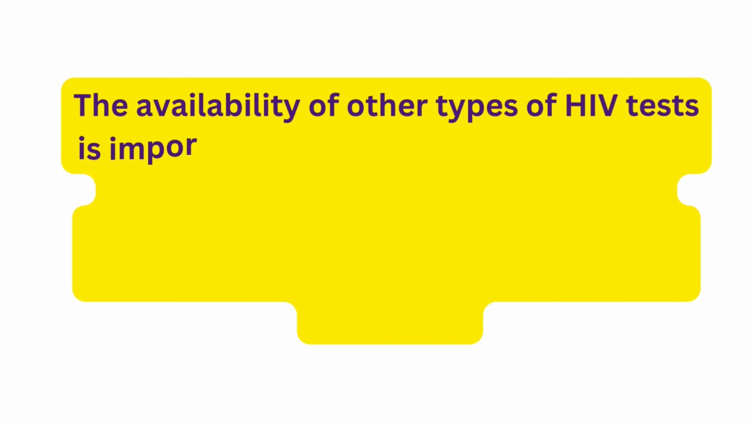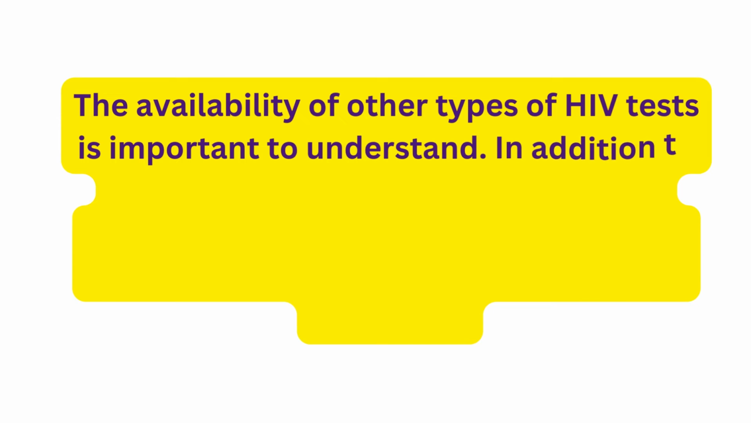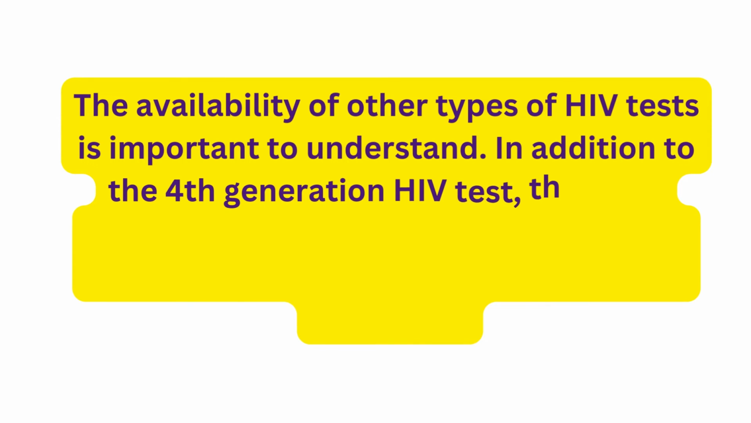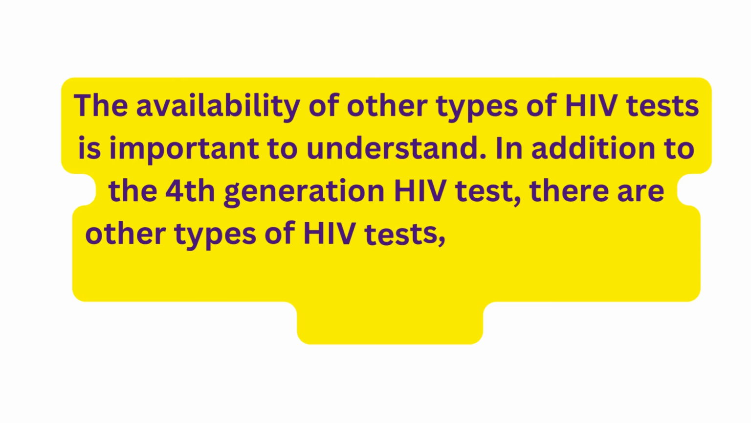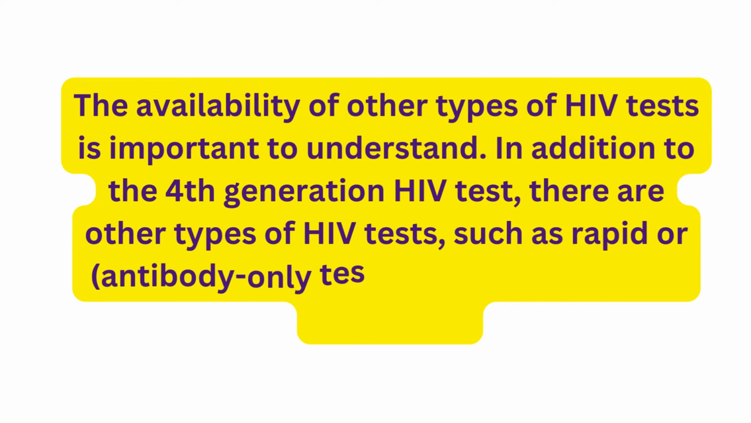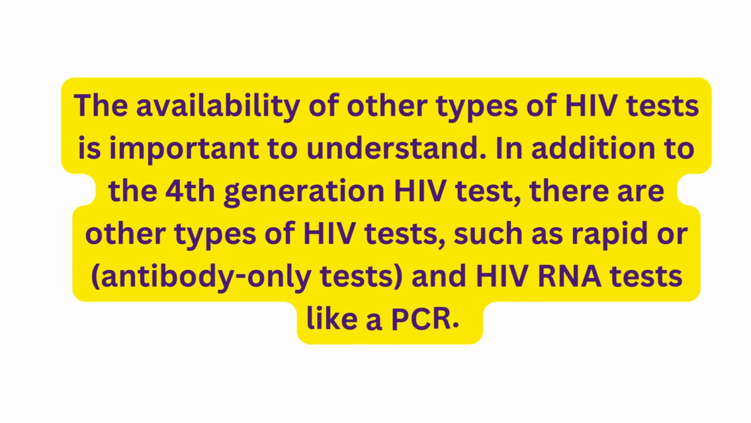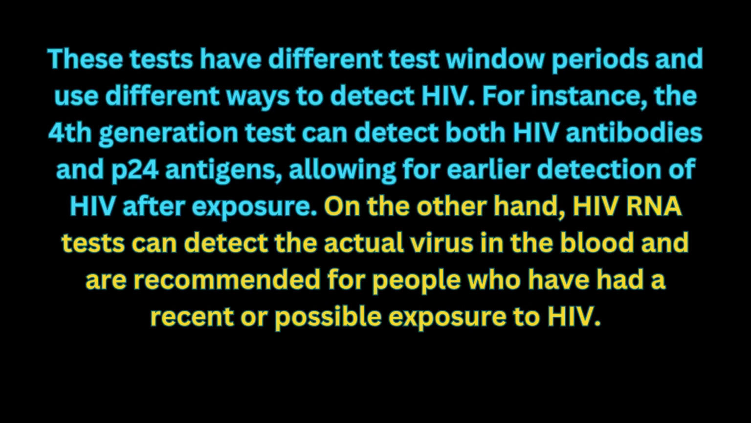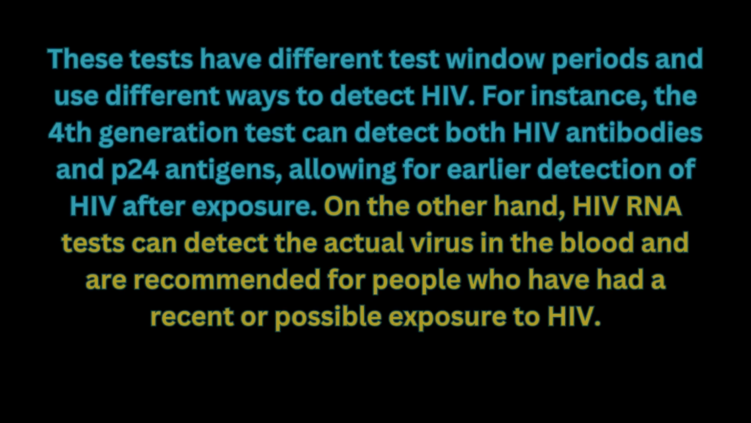What are the different types of HIV tests available? The availability of other types of HIV tests is important to understand. In addition to the fourth-generation HIV test, there are other types of HIV tests, such as rapid or antibody-only tests, and HIV RNA tests like a PCR. These tests have different test window periods and use different ways to detect HIV. For instance, the fourth-generation test can detect both HIV antibodies and p24 antigens, allowing for earlier detection of HIV after exposure.